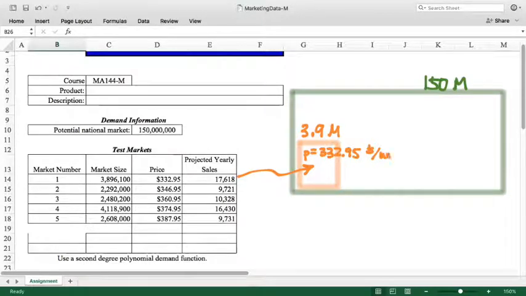So maybe, I don't know, I have an iPad in my hand, so let me just use iPad for an example. Right now, the base model iPad is retailing for somewhere around $300 to $350 in the Apple Store. So maybe let's say that these are tablets or something like that. And so I would go into this test market and say, would you buy this particular tablet for $332.95 unit price? And by asking that question, I find out that in that test market, we would get a total of 17,618 units of sales.